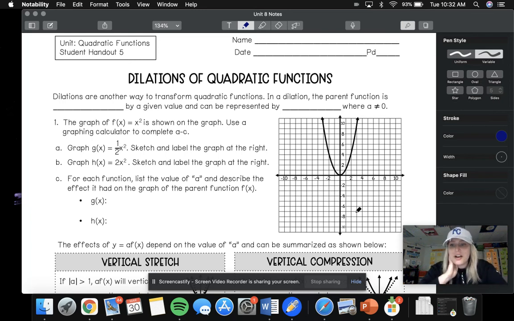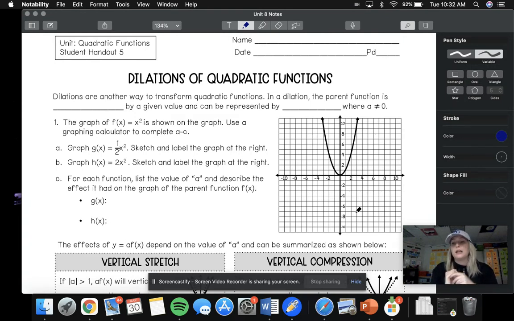Hi guys, today we are on pages 33 and 34 and we're going to focus on dilating our quadratic function. On Monday we talked about how to translate it. So we slid things left and right and then we slid things up and down. And so today we're going to talk about dilating.